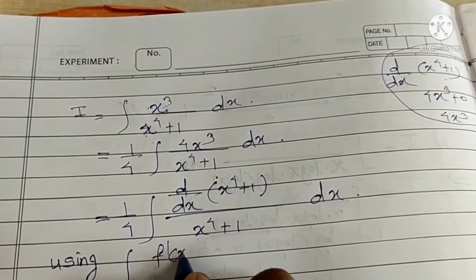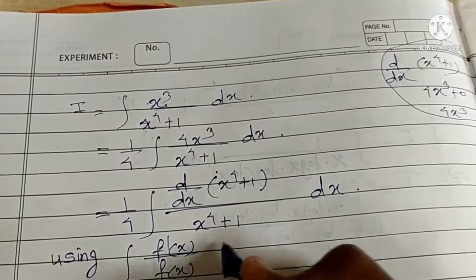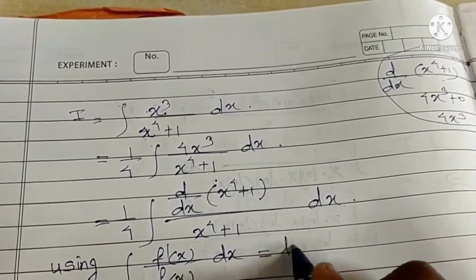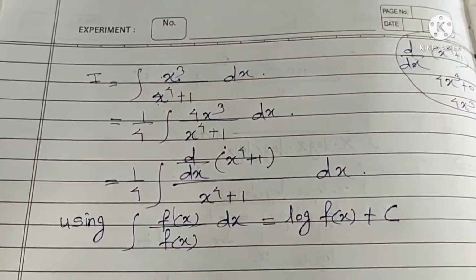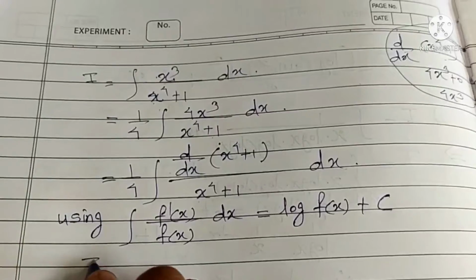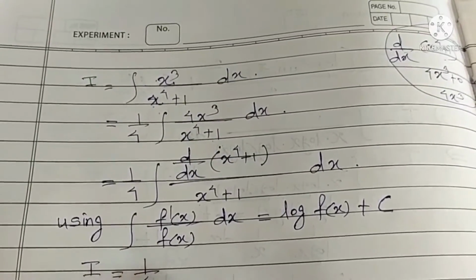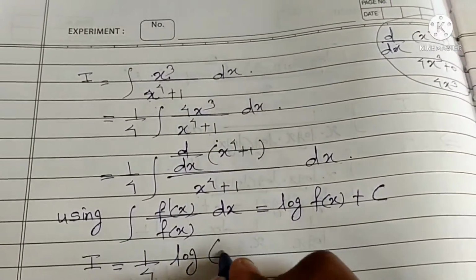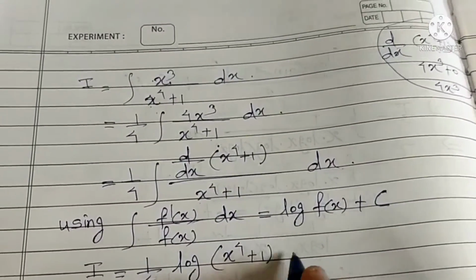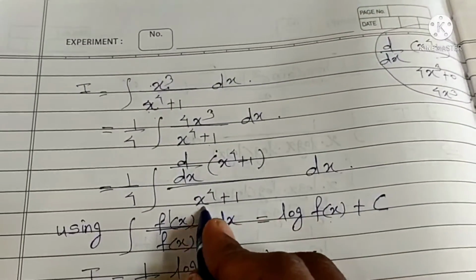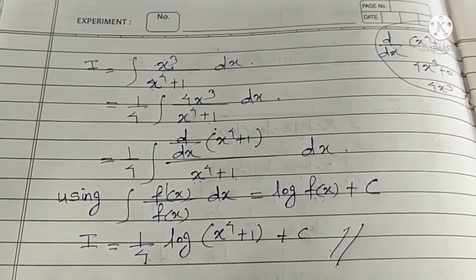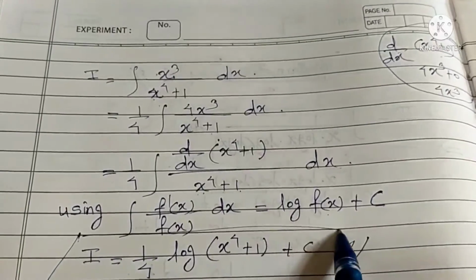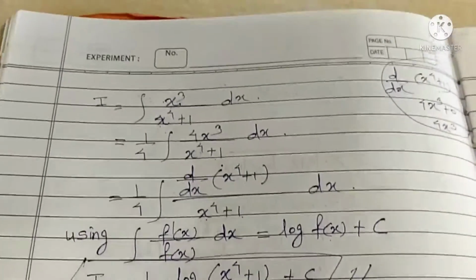integration of f dash of x upon f x dx, which is equal to log of f of x plus c. So here we use our type first, then our answer is I is equal to 1 by 4 log of x raised to 4 plus 1 plus c, because our f of x is x raised to 4 plus 1. So here we finish our example. This is our answer. Make it bracket. Now observe the example.